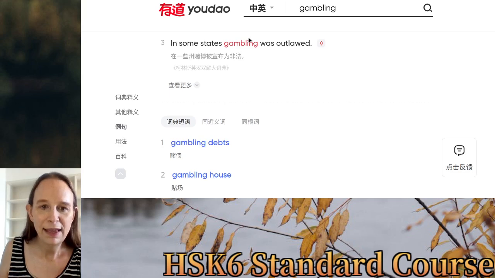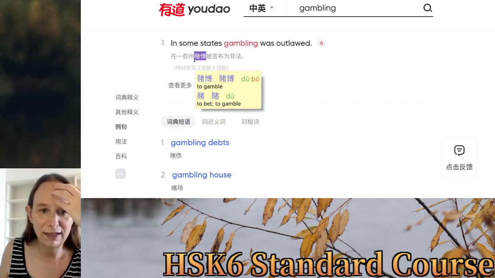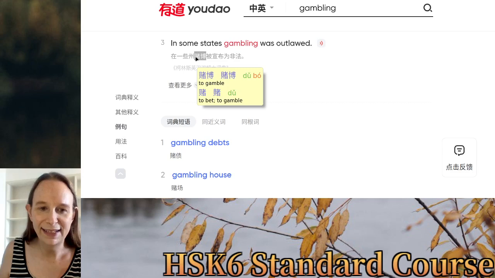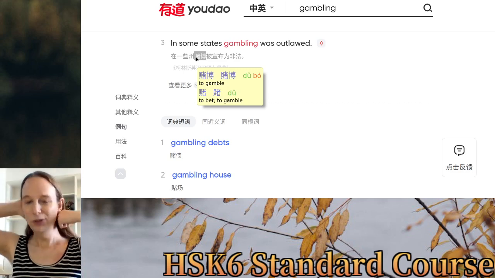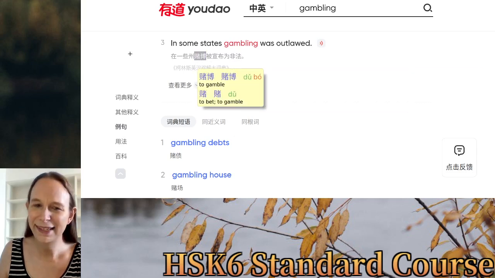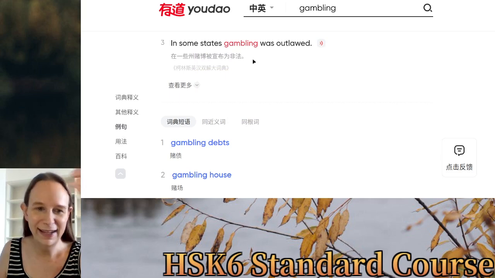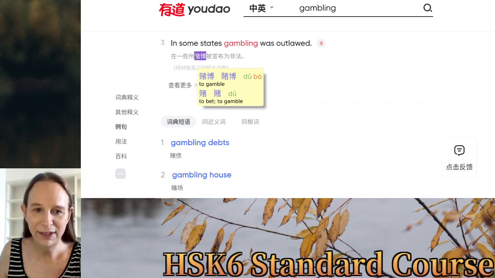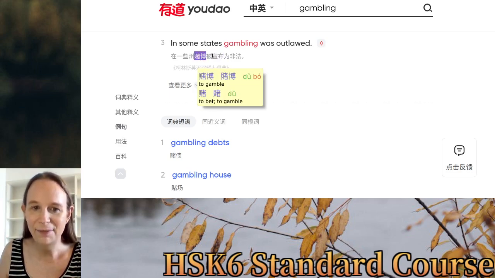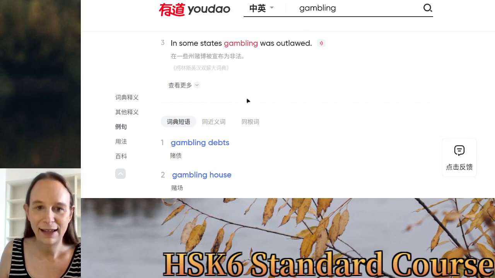I quit gambling. Gambling was outlawed. Yeah, 赌博. Gambling 被宣布为非法. I think in China it's illegal. I'm not 100% sure because people do gamble when they're playing like mahjong. So I'm not sure of the laws here. But from what I understand, you probably shouldn't do it. 赌博, gamble. So here it's a verb. Sorry, it's a noun, right? 赌博, gambling has been declared illegal. Okay.